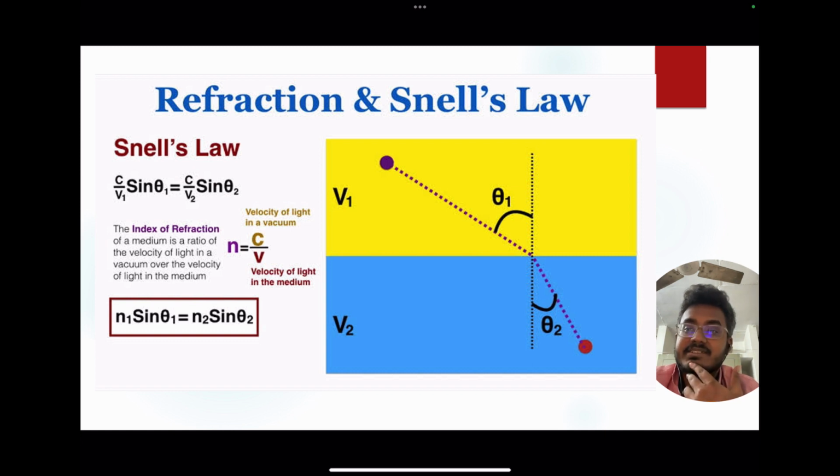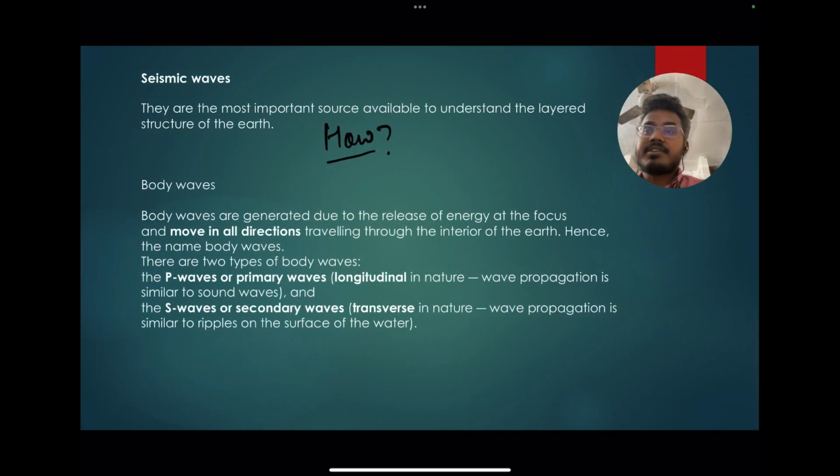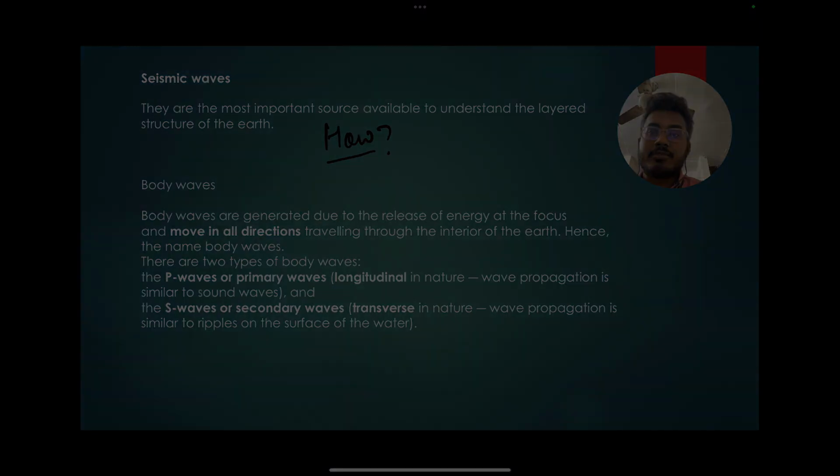If its velocity increases, then it moves away from the normal, and if its velocity decreases, then it moves towards the normal. Another way you can understand this is that if its velocity increases, then it takes a path which is longer, and if its velocity decreases, then it takes a path which is shorter than the previous one. This is known as Snell's law, and seismic waves also follow similar behavior. That's why they are curved. Seismic waves are the most important source available to us to understand the layered structure of the Earth. How? We will see.